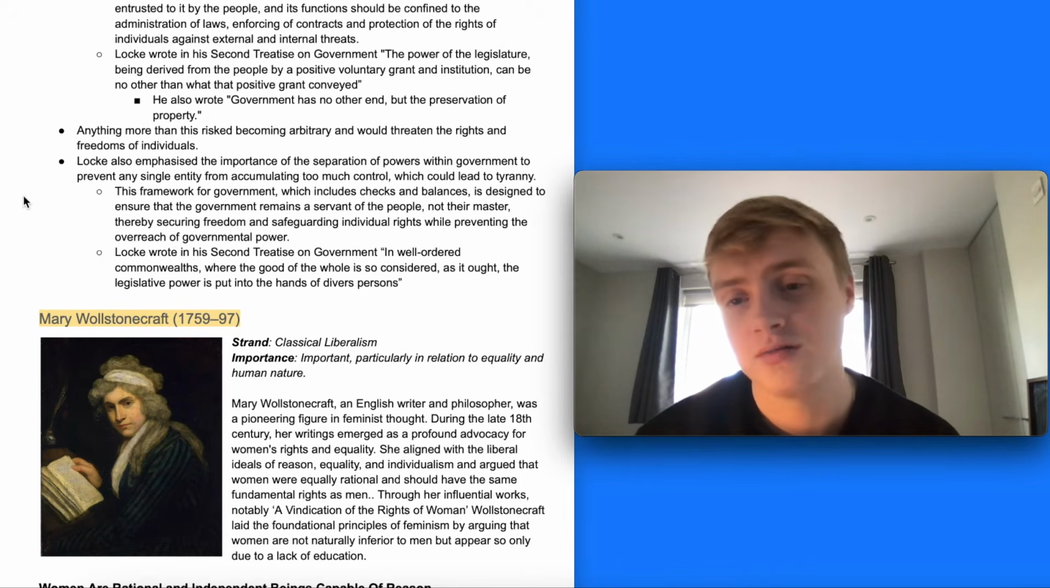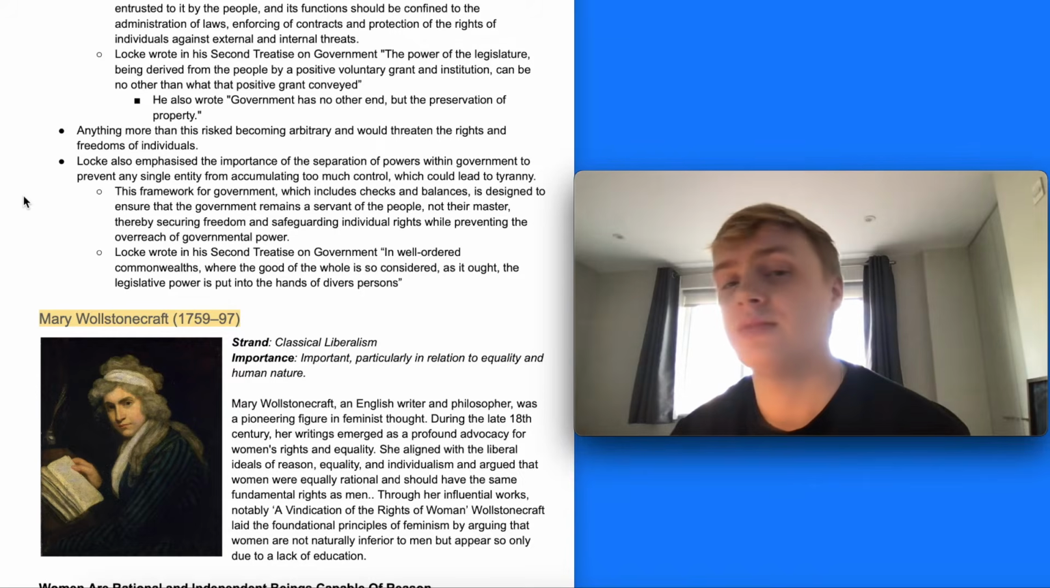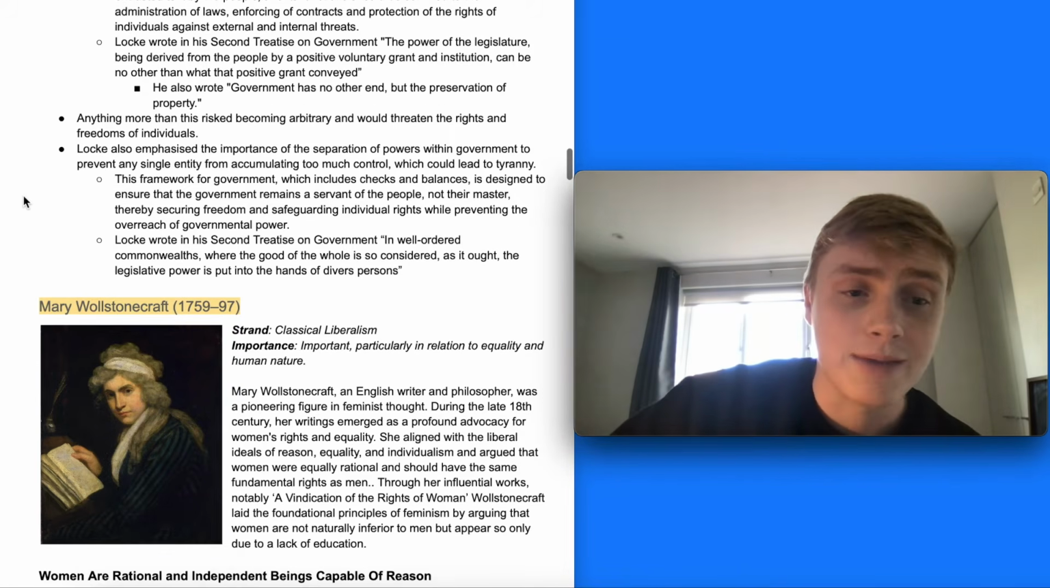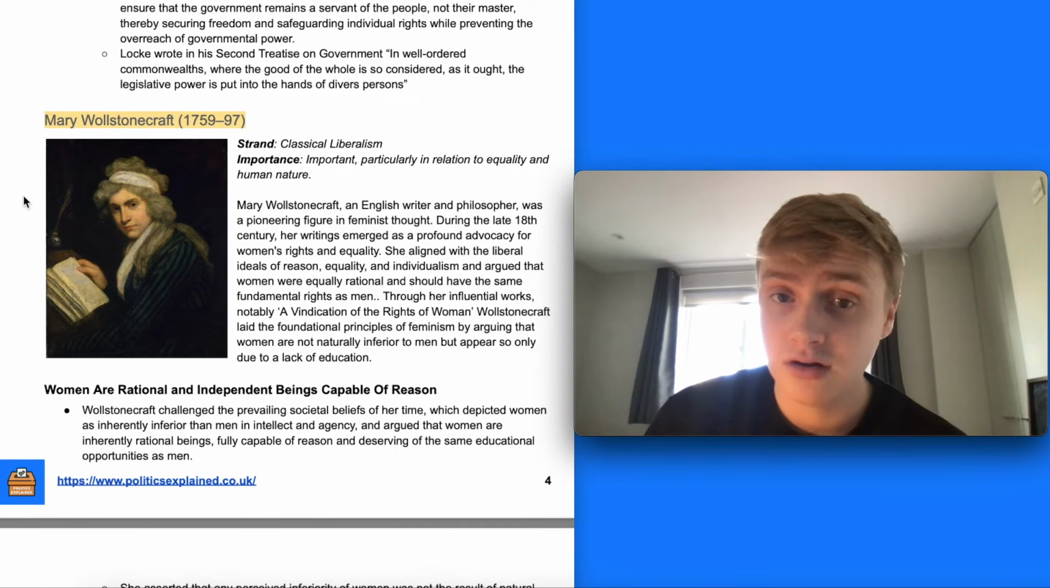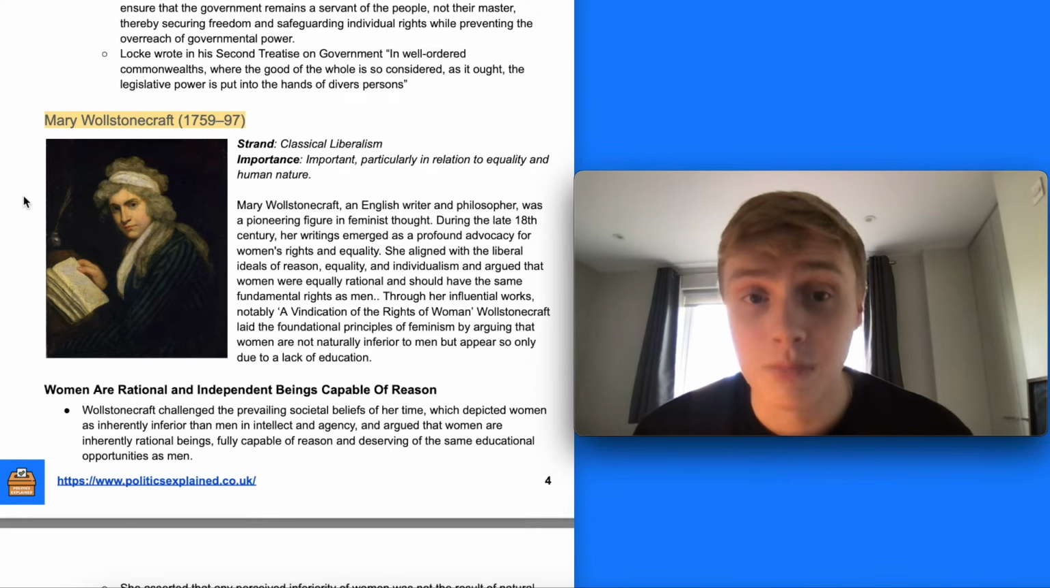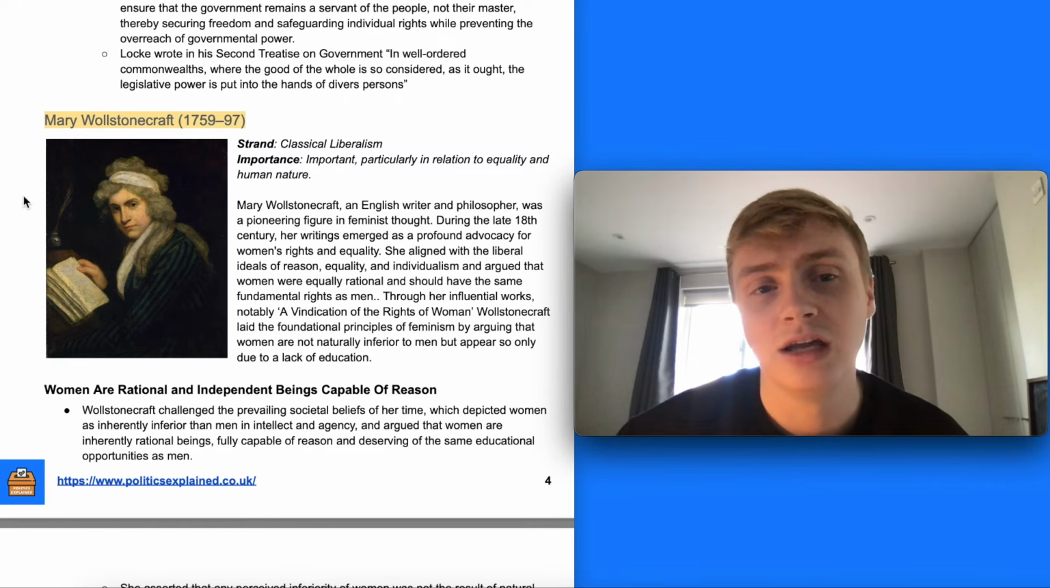And you see these ideas being implemented in the American state. Okay, next key thinker is Mary Wollstonecraft, also a classical liberal. And she's very much still important, particularly in relation to equality and human nature.